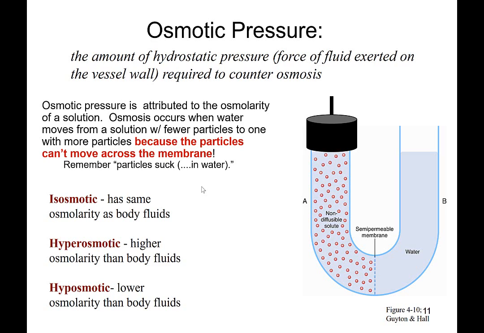Osmotic pressure is attributed to the osmolality of a solution. Osmosis occurs when water moves from a solution with fewer particles to one where there are more particles per unit volume. The particles in this case are impermeable. They cannot diffuse. And therefore water will move, trying to reach an equal concentration on either side of the membrane. You can always remember this as particles suck. The side that has the higher osmolality, when the particles cannot diffuse, will have more water drawn to it.